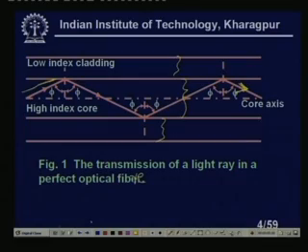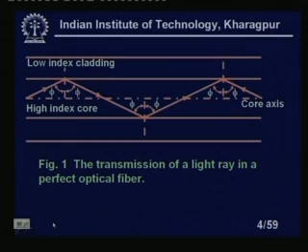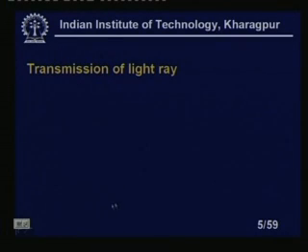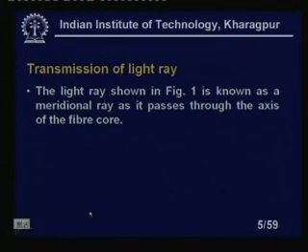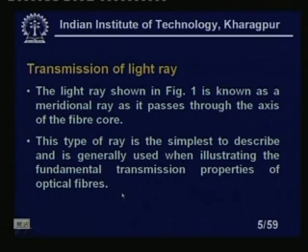Now, let us come to the basic principle of how light travels in an optical fiber. Transmission of light ray. The light ray shown in figure 1, which is just the previous figure, is known as the meridional ray, as it passes through the axis of the fiber core. This type of ray is the simplest to describe and is generally used when illustrating the fundamental transmission properties of optical fibers.